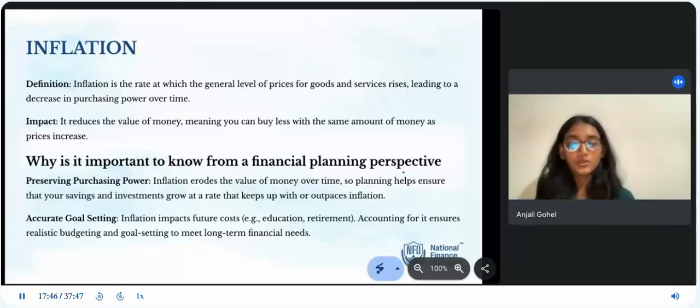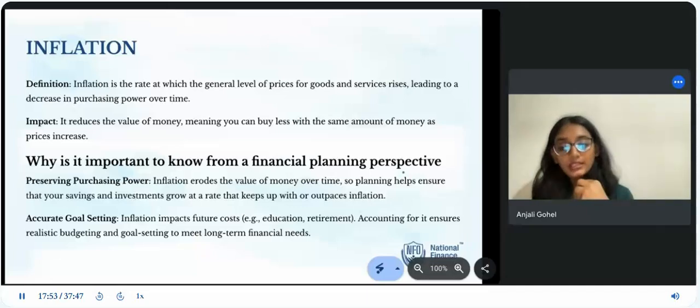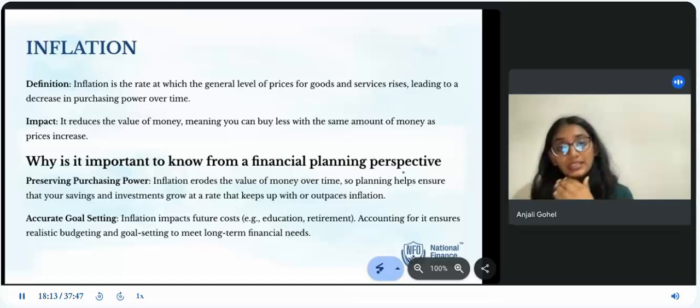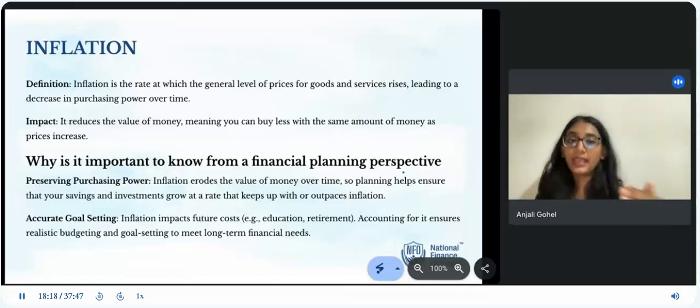Okay, so what happens when we don't plan accordingly or keep in mind the inflation factor? Inflation will outpace, that means the inflation rate will be more than our savings or investment. So that is why we have to make sure to preserve our purchasing power, right? So that we can still afford buying the same number of units of what we want. You will keep in mind that particular inflation factor and then plan for your future.